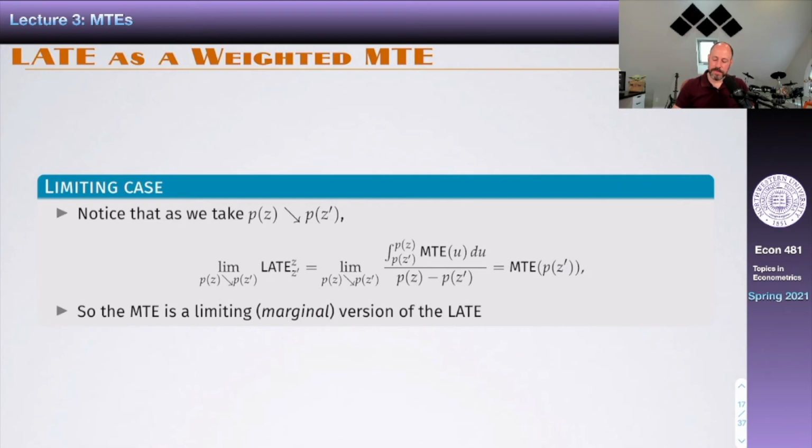And then you work it out. And what do you get? You get the marginal treatment effect. So the marginal treatment effect is a limiting marginal version of the LATE. Whereas the LATE gives you a discrete change between two points, the marginal treatment effect, as we showed, gives you a derivative. It's just a marginal change. And then formally you can see it here. So it's a marginal version of LATE if you want.